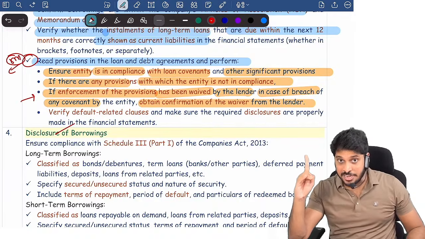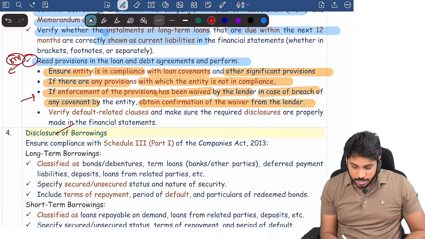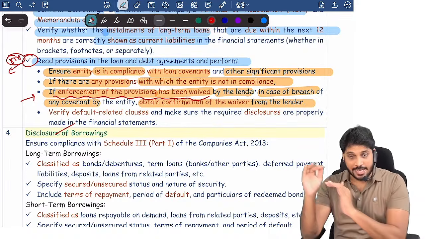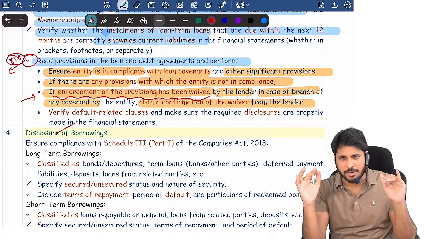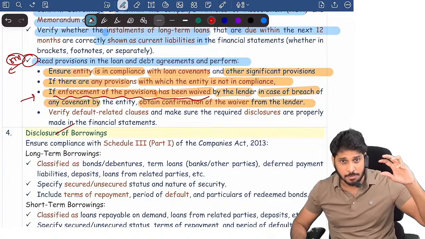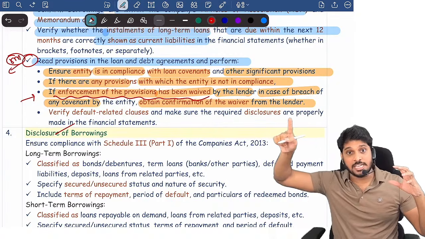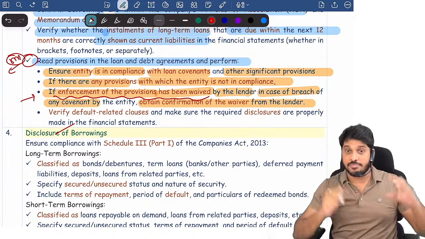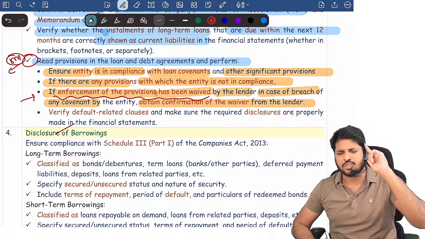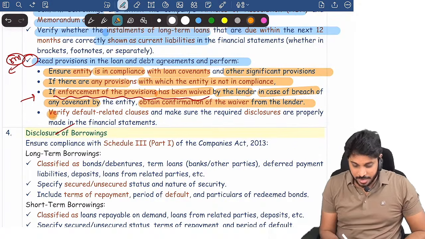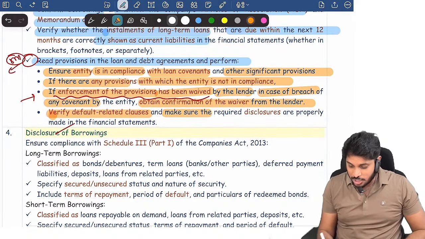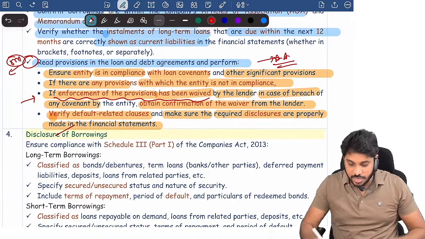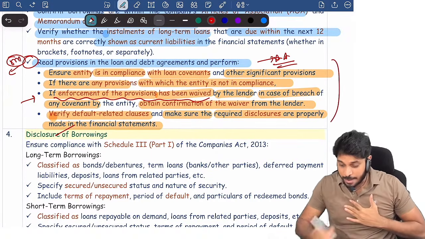Get a confirmation from the lender for any provision of amount, if at all any provision has been waived. Actually the lender has a right to levy penalty for late payment, for non-payment of EMI, right? So if at all the penalty is waived by the lender, get a confirmation that he really waived it. Suppose he is not confirming it, then that's a real liability. The company has to recognize it, the company has to make a provision for it. Then verify default related clauses, just now I told, and make sure required disclosures are properly made in the financial statements. So when you are reading a loan or debt agreement, you should pay attention to these points.